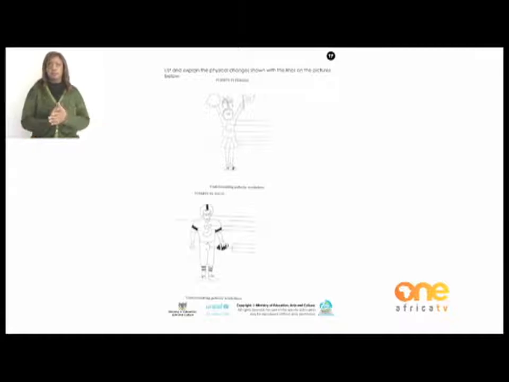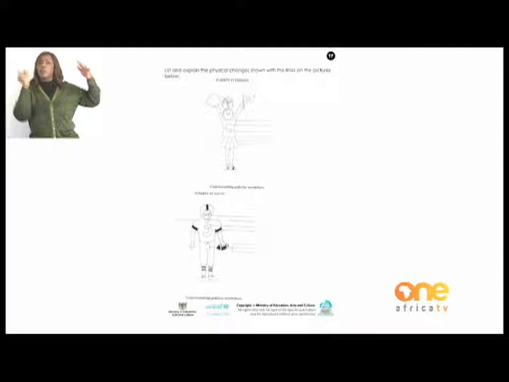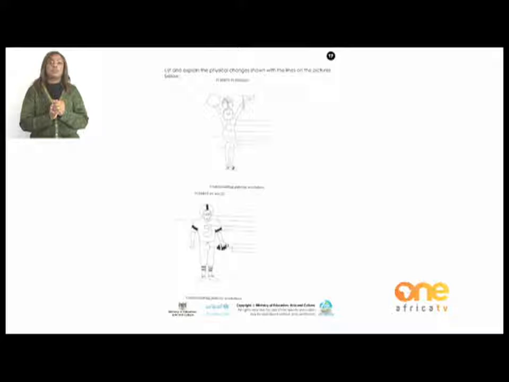Now, when you look at that girl, there are lines drawn on her. These lines are showing you the different changes that happen on each and every part of the body where the line is drawn. All that you need to do is go back to your notes. You can also make use of your textbook that you are using at your school, and then you try to see what that change is, and then you just write it down.